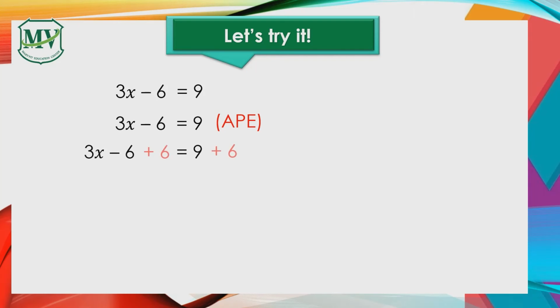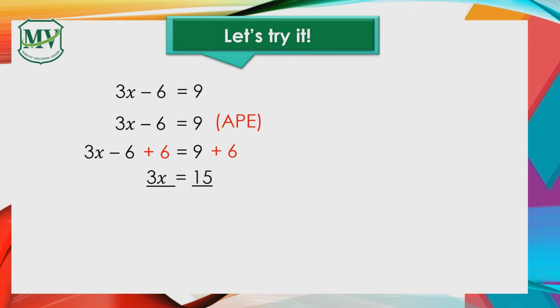Let's try another equation. 3x minus 6 is equal to 9. In this equation, we are going to use two properties of equality. Let's solve. Copy first the original equation. Then use addition property of equality, which allows us to add 6 from both sides of the equation. Then, cancel minus 6 plus 6, carry 3x, then 9 plus 6 is equal to 15.